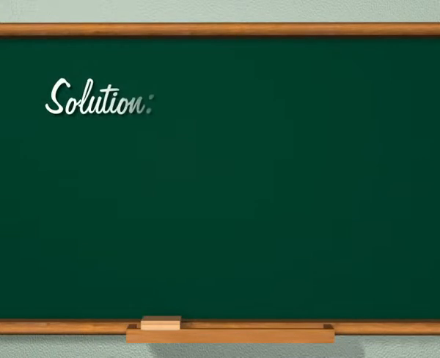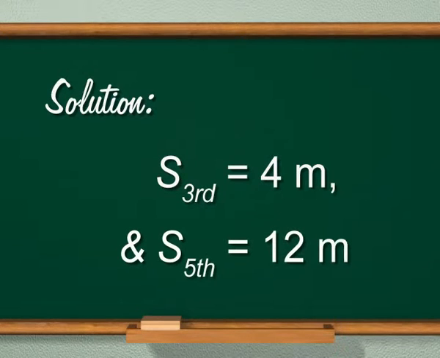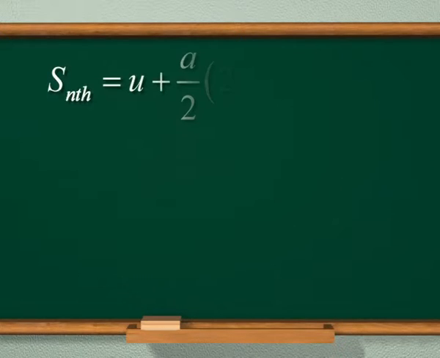Here, the distance covered by the body in the 3rd second is s 3rd equal to 4 meters and in 5th second, s 5th is equal to 12 meter. Since the distance covered by the body in nth second is given by s nth equal to u plus a by 2 into 2n minus 1 as equation 1.